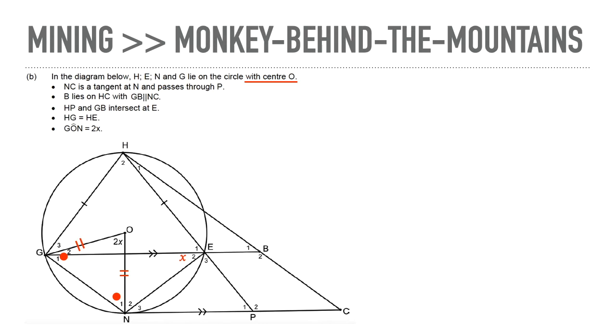Next up, I'm going to have a look at NC being a tangent. If NC is a tangent, well then the radius is perpendicular to that tangent. So N2 and 3 is 90 degrees. There are not two tangents from the same point, so therefore theorem 8 is out of the question. Theorem 9 says that angle N3 is actually angle G1 because of tan chord.